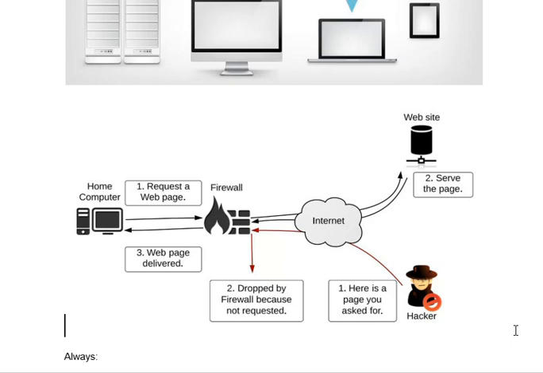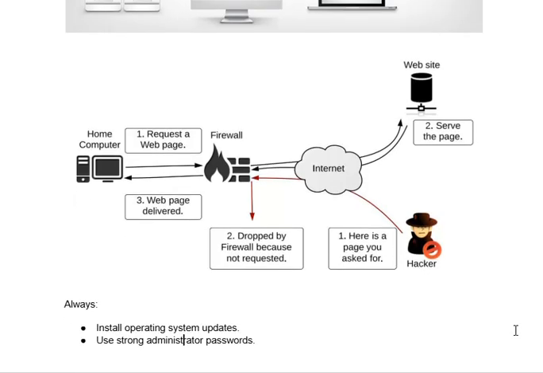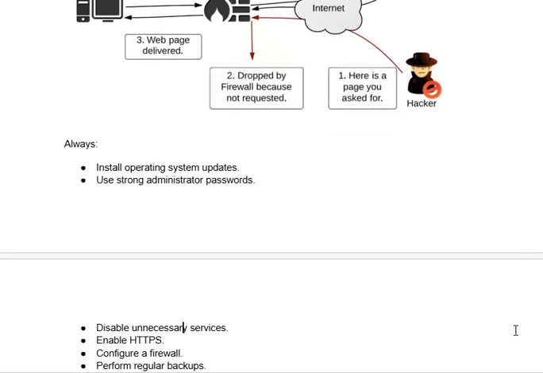So the home computer requests a web page, the server serves the page to the website. The web page is delivered, or actually, they're dropped by the firewall because that wasn't requested. If something is not requested by you, it will be dropped by the firewall. That's the hacker trying to get to the page, but if you do not allow them to do it, they're going to get blocked. Then the web page is delivered to the home computer. So there's always a man in the middle that might come in there and try to intercept your information if you don't want it to be seen.